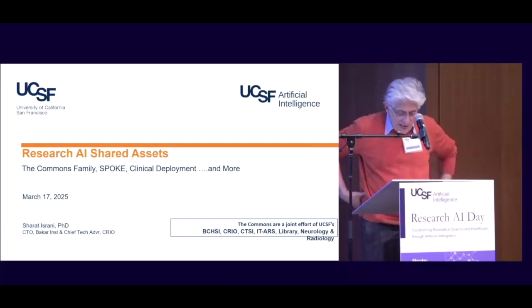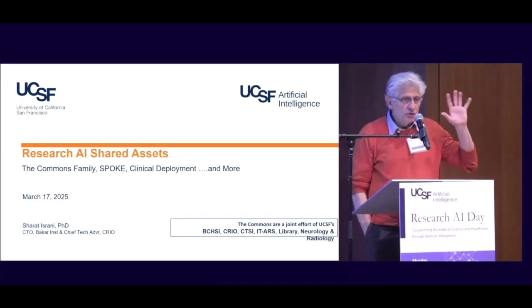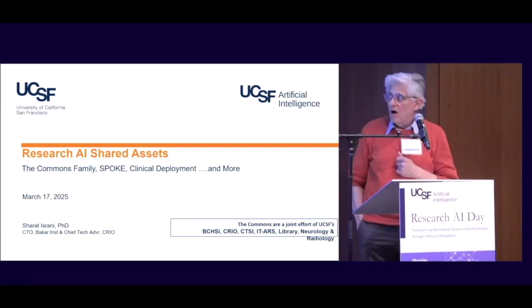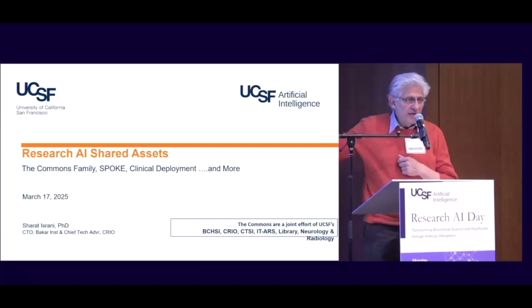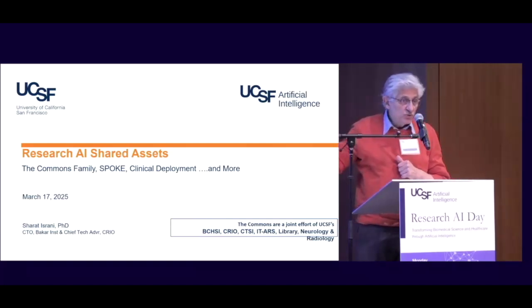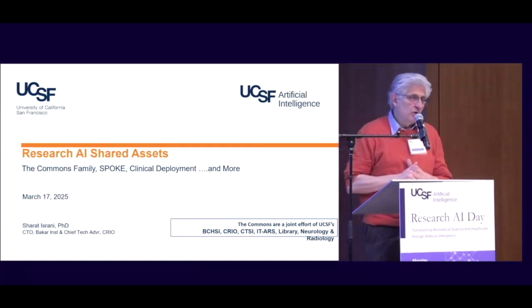assets. And those assets were born out of what was called the information commons, defined about 7 years ago. Now, the commons are a joint effort of the Baker Institute, CRIO's office, CTSI, IT's ARS organization in particular, and more, and the other ones that support the product, the library and departments of neurology and radiology, 7 years and counting.